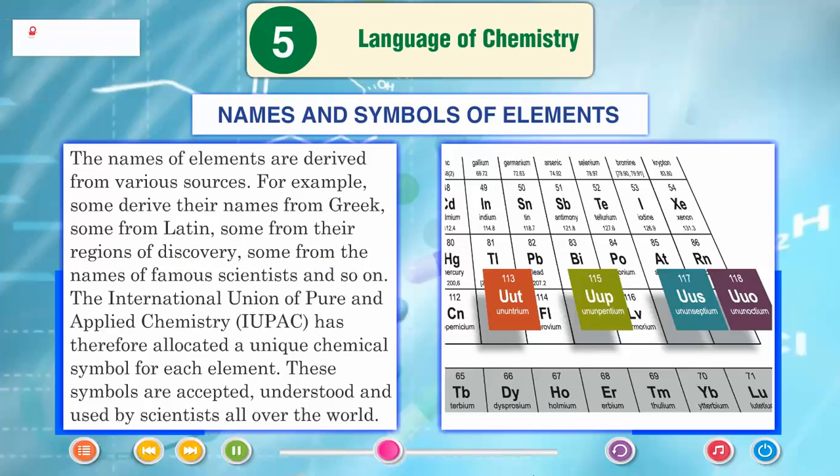The names of elements are derived from various sources. For example, some derive their names from Greek, some from Latin, some from the regions of discovery, some from the names of famous scientists, and so on. The International Union of Pure and Applied Chemistry (IUPAC) has therefore allocated a unique chemical symbol for each element. These symbols are accepted, understood, and used by scientists all over the world.